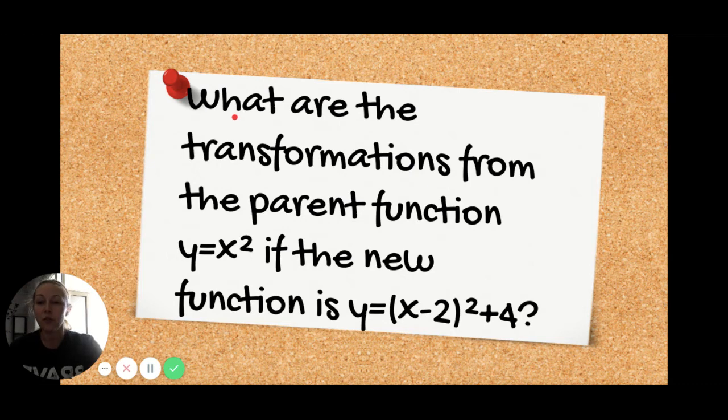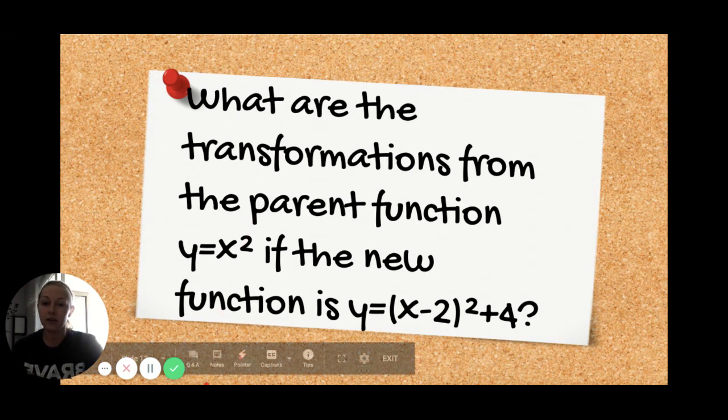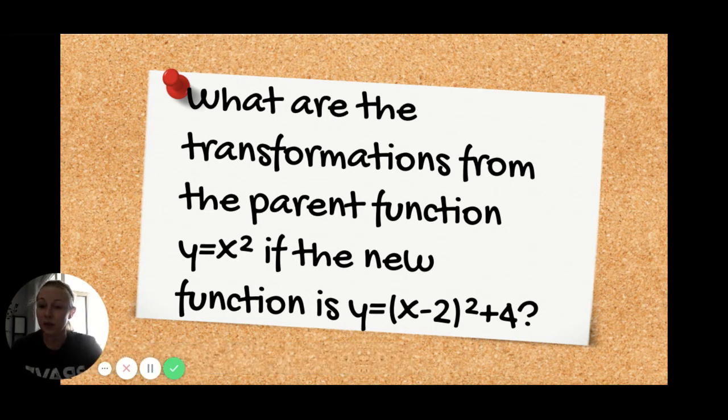So here are some more you tries. I'm going to keep going through these questions, and feel free to hit pause and play as you go through them to see if you got them right or not. So the first one is, what are the transformations from the parent function y equals x squared if the new function is y equals the quantity x minus 2 squared plus 4?